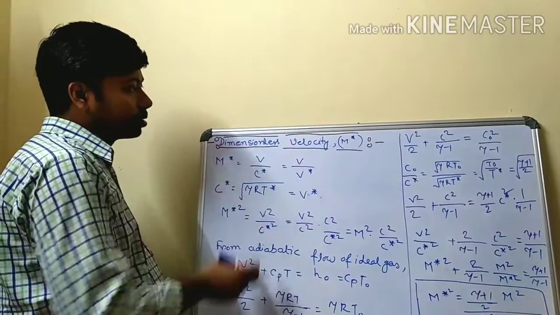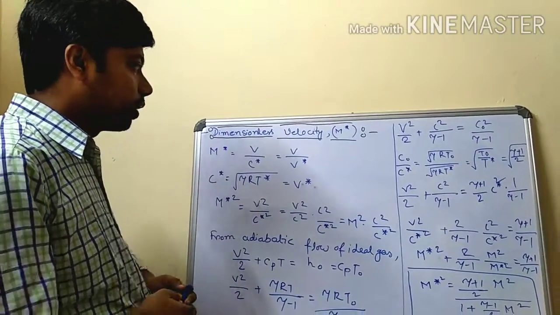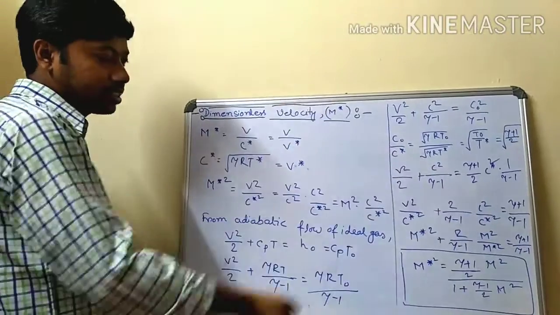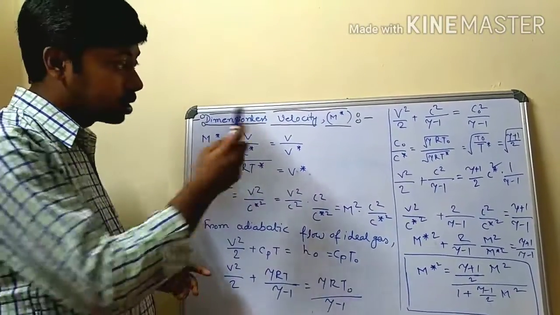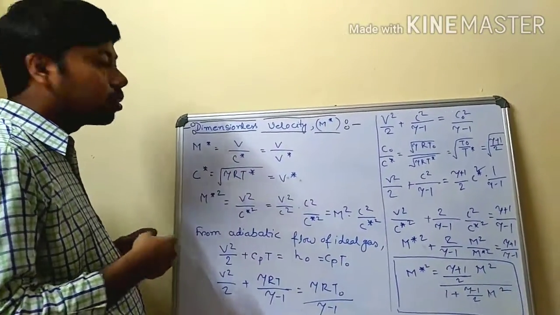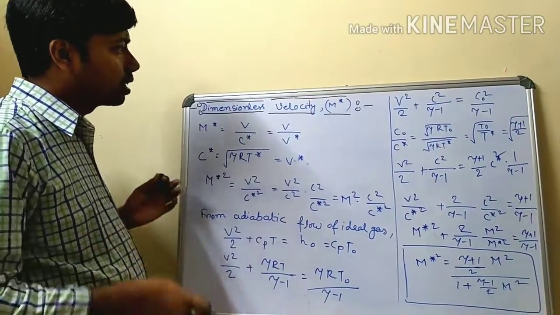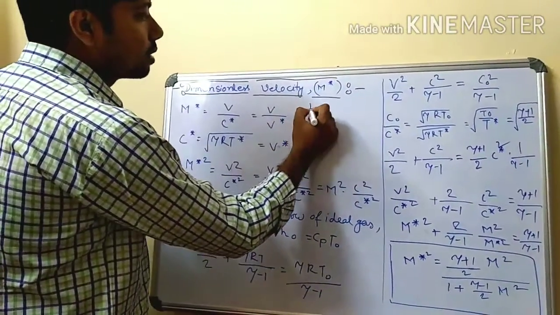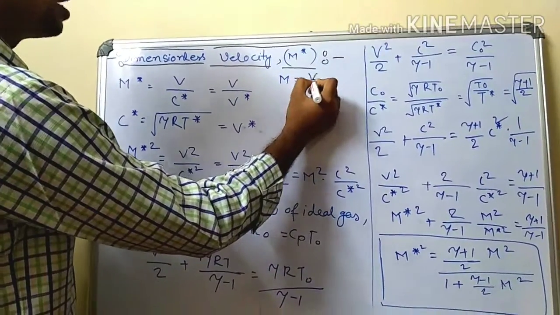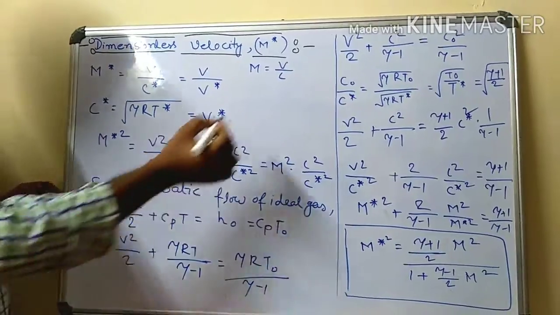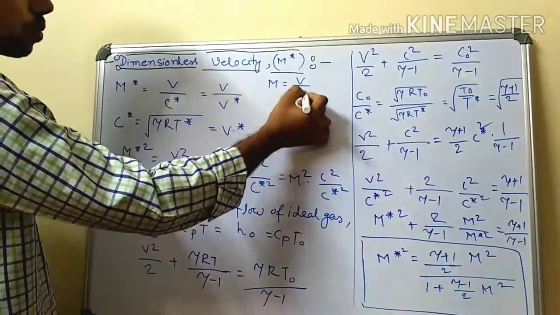This is the new topic: dimensionless velocity. Basically, the dimensionless velocity is one of the parameters included in compressible fluid flow, which is a very important concern in your compressible fluid flow chapter. Now, as you know, the Mach number is equal to V by C, that means the velocity of the fluid with respect to the velocity of sound.